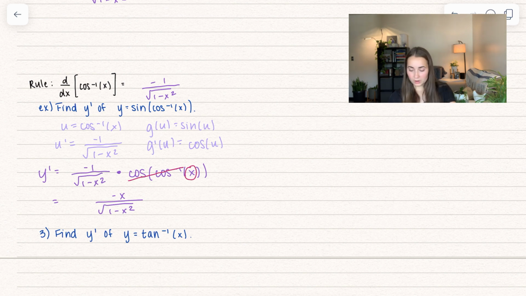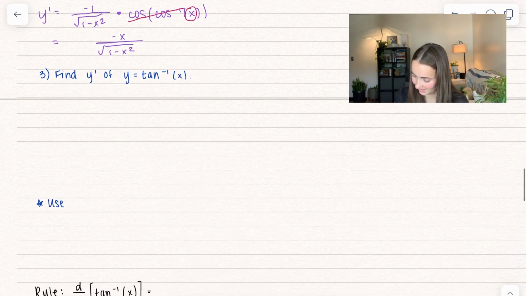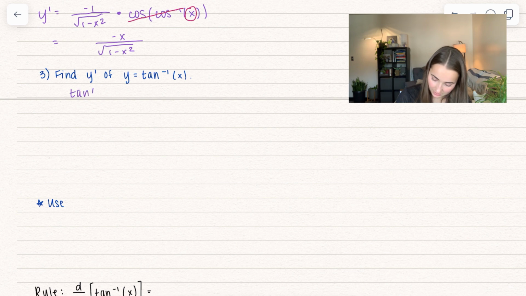So we have one more here. We want to find y prime of inverse tangent. So guess what? We're going to do the exact same process. First, let's go ahead and rewrite it. So I'm going to take tangent of both sides. So I get tangent of y is equal to x.